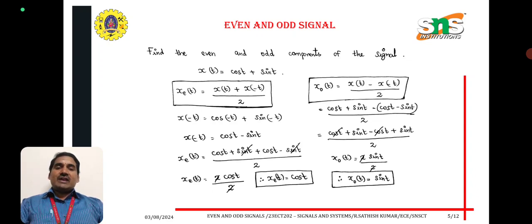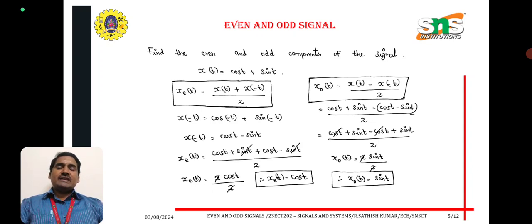Now we are going to add x of t plus x of minus t: cos t plus sin t plus cos t minus sin t, by 2. Sin t plus sin t minus sin t gets cancelled. 2 cos t by 2, the 2 gets cancelled. X even of t is equal to cos t.